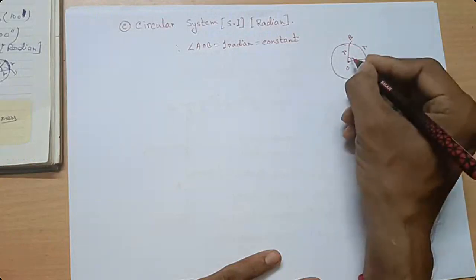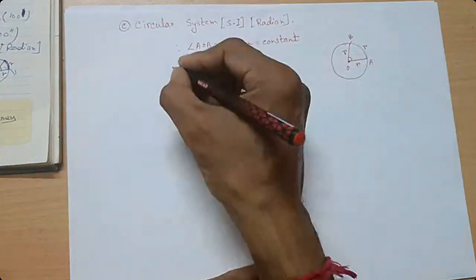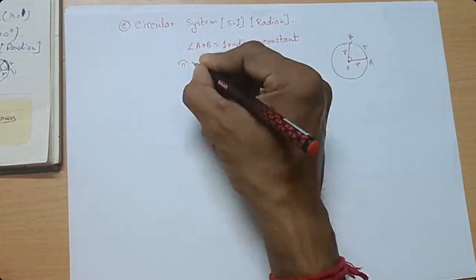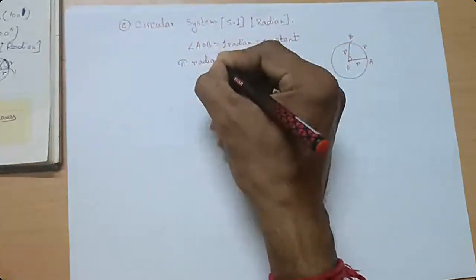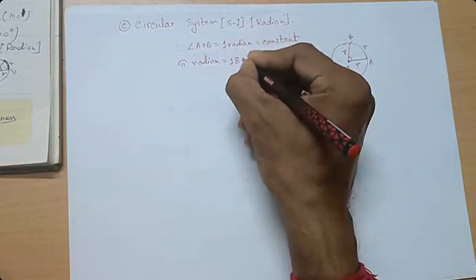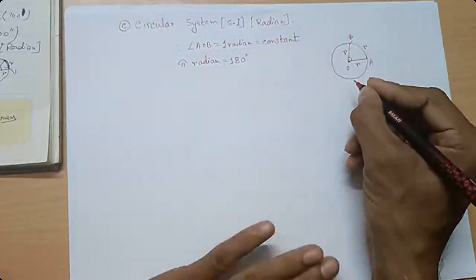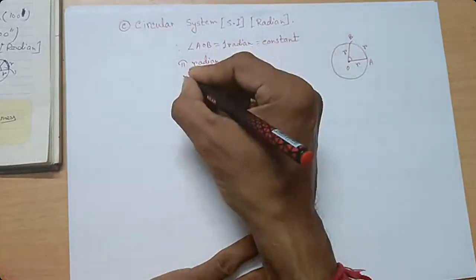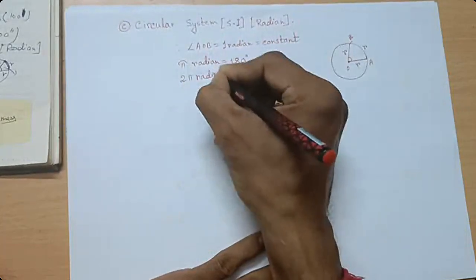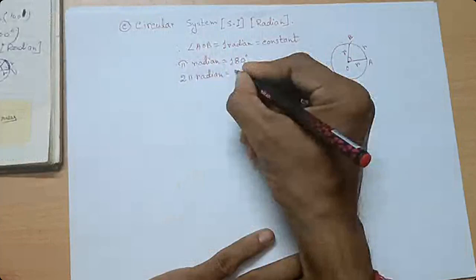Now here you find that there is a relation: pi radian is equal to 180 degrees. Therefore, you can say that 2 pi radians is equal to 360 degrees.